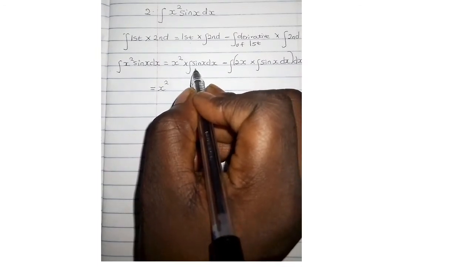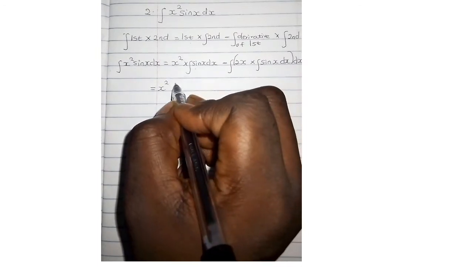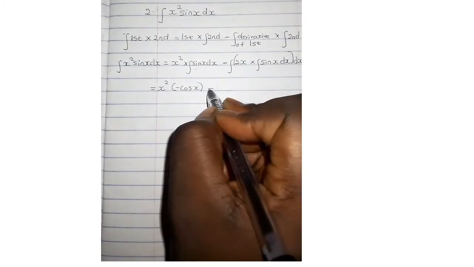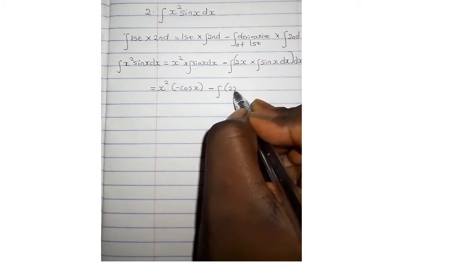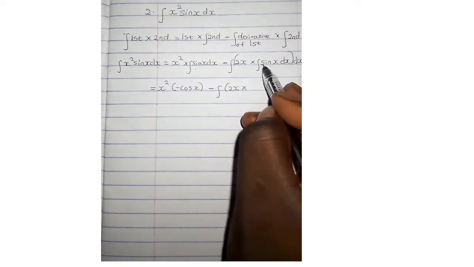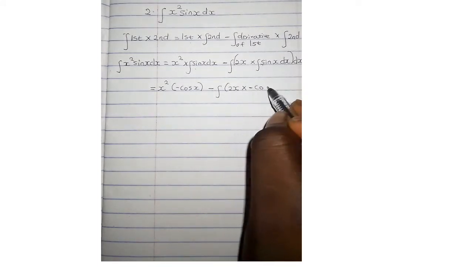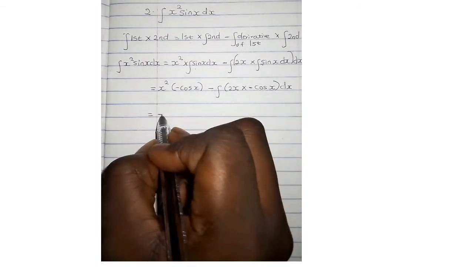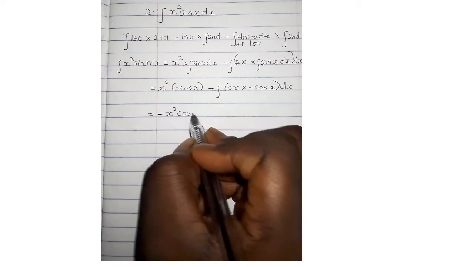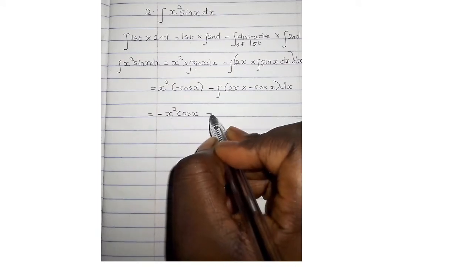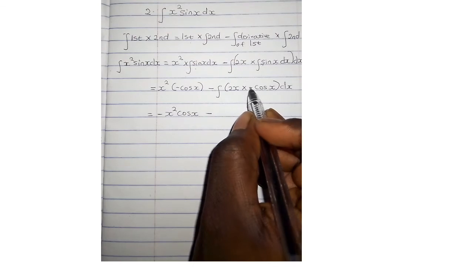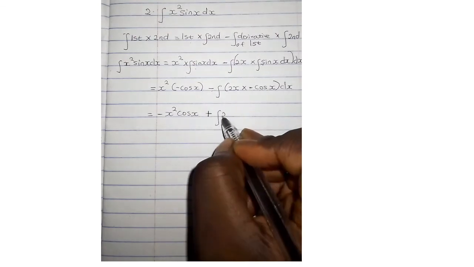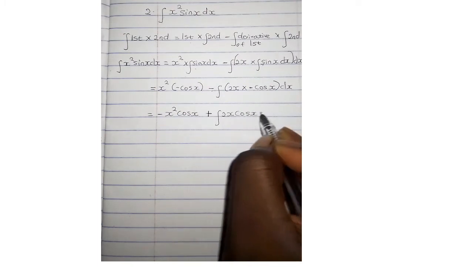When we integrate this sine x, we're going to have negative cos x. So the integral of 2x multiplying, when we integrate this, we're going to have a negative cos x dx. So negative x squared cos x, subtracting, sorry, this is going to be minus multiplying minus, we're going to have plus the integral of 2x cos x dx.